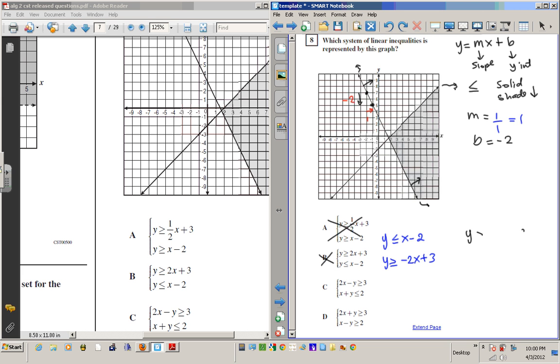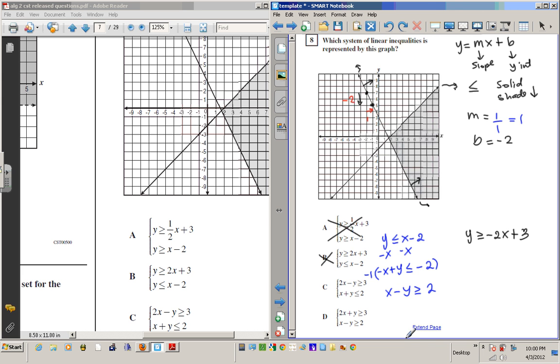Let me rewrite this on the right side here. Y is greater than or equal to -2x plus 3. I'm going to put these two in standard form and see which one matches this. To put this in standard form, I simply subtract x from both sides, and then I have -x plus y less than or equal to -2. I need to switch all the signs here, so multiply the whole equation by -1. That gives me x minus y is greater than or equal to +2.